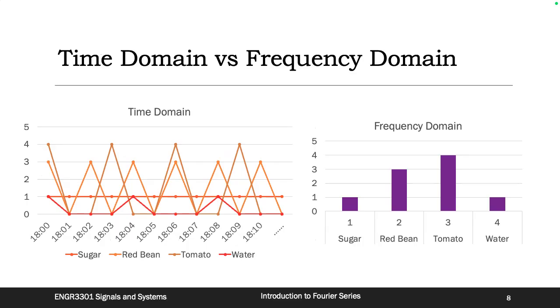Why do we want to represent things in frequency domain? Since the time domain is very obvious, very direct. Why do we want to represent things and events in frequency domain?